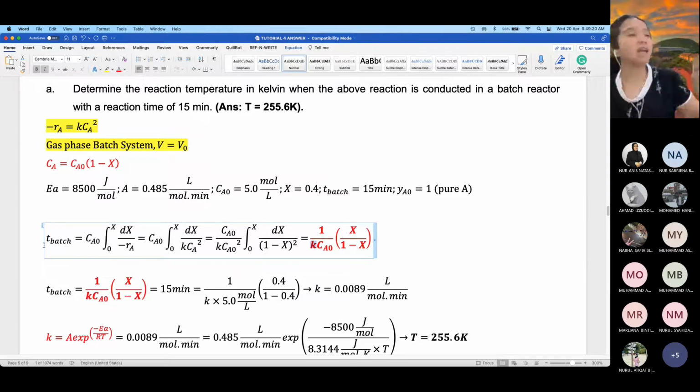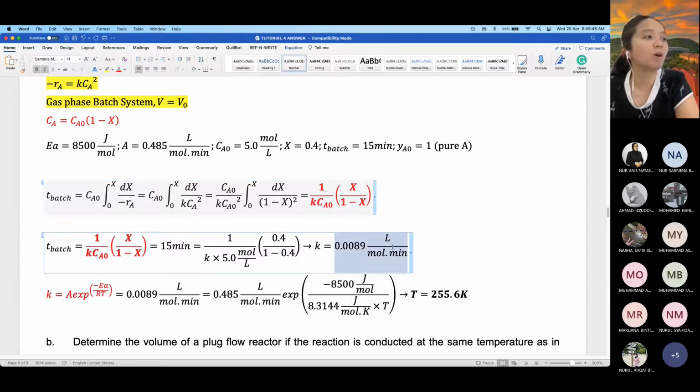So on the left hand side, reaction time is already given 15 minutes. Right hand side, okay, K is what I want to find, so I leave it. Ca0 kita dah tahu 5.0 mole per liter. X was 0.4. So again dalam equation ni, kita dah tahu segala unknown besides K. So of course you can solve your K. You will get your K as 0.0089. So dalam soalan ni dia menarik sikit sebab sebelum ni soalannya biasa kita tahu temperature, kita cari K. Soalan ni terbalik, dia suruh kita cari K dulu, then only we can find the temperature.